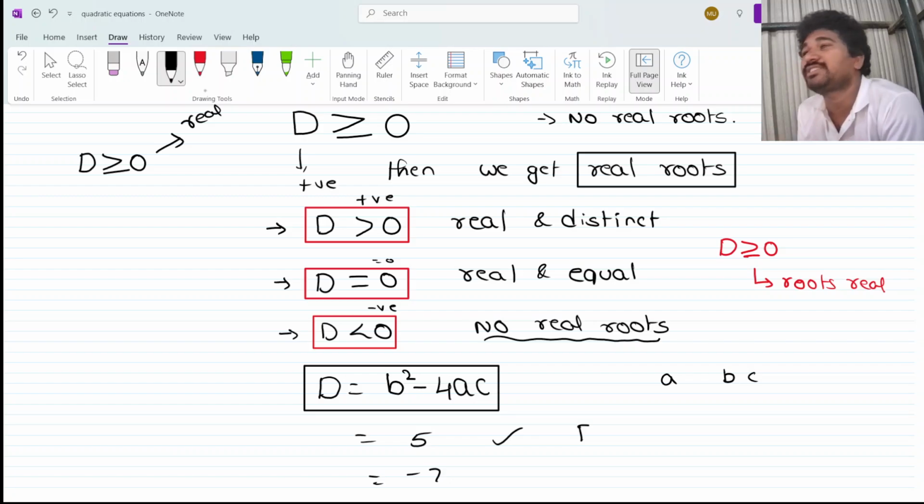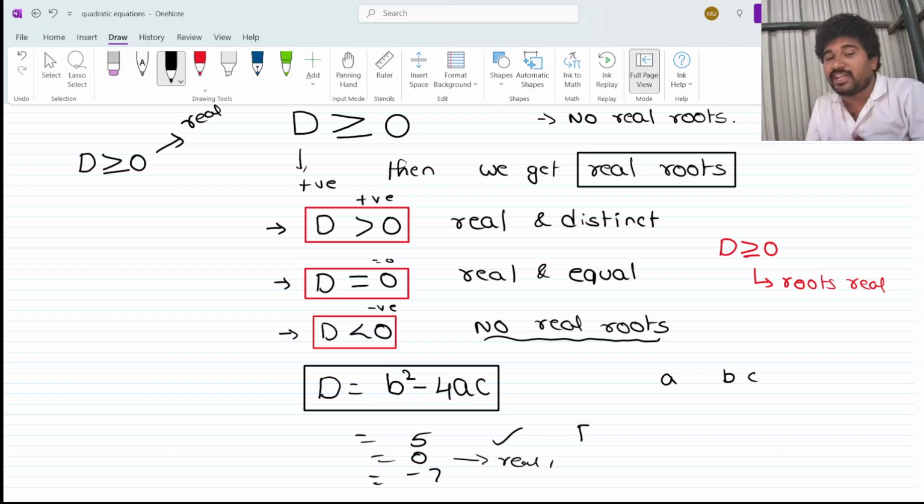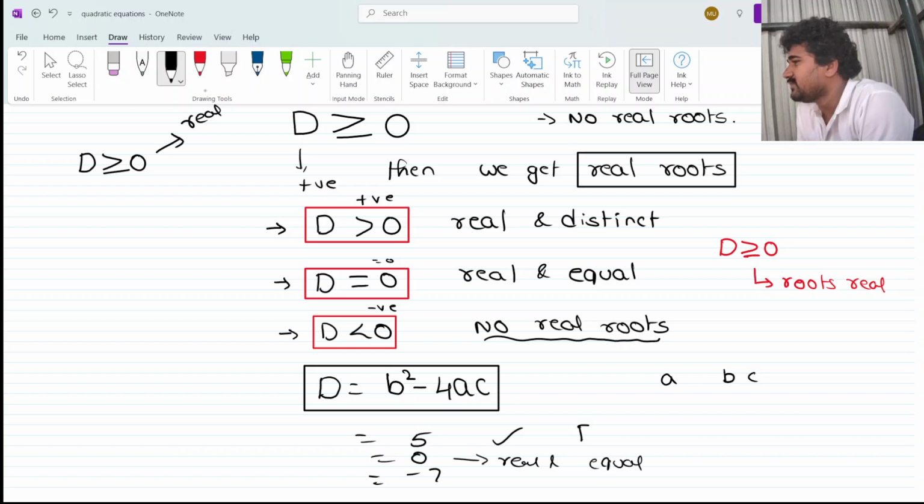D is less than 0, sir. Yes or no? D is negative, meaning d is less than 0. Clear? That's why, what is the condition? No real roots. Is that clear for everybody? Suppose after putting all the values of a, b, c, the answer is zero. So what is that condition? D is equal to 0 means real and equal. So simple, right?